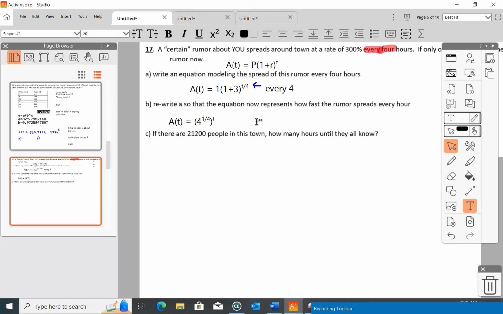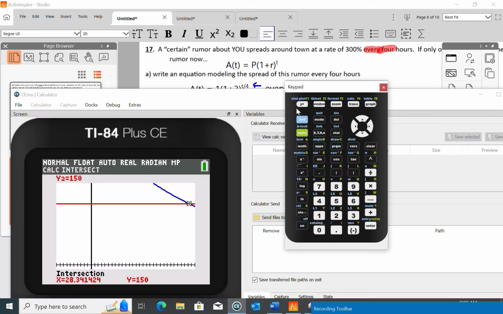Part C, if there are 21,200 people in this town, how many hours until they all know? You can use either part A or part B. I'm just going to use part A. I want to know when this is true. The ones are understood. 1 plus 3 is 4. I actually don't need the parentheses on that. 21,200 equals 4 to the t. That's my equation. And I'm going to y1, y2 the whole thing. Left-hand side y1, right-hand side y2.